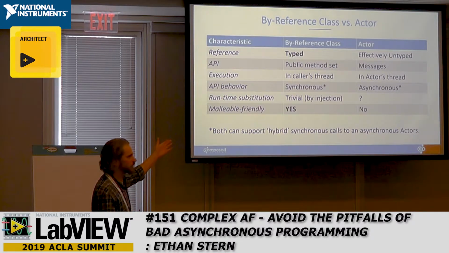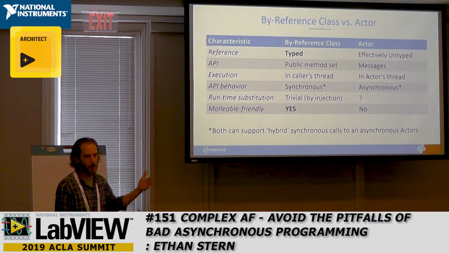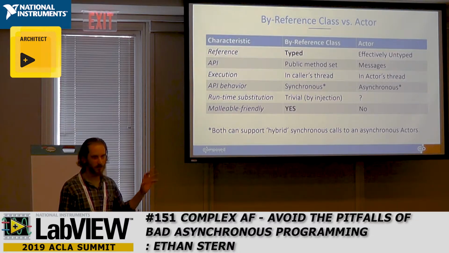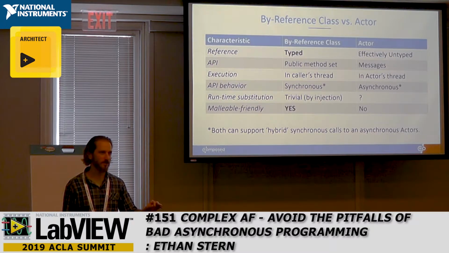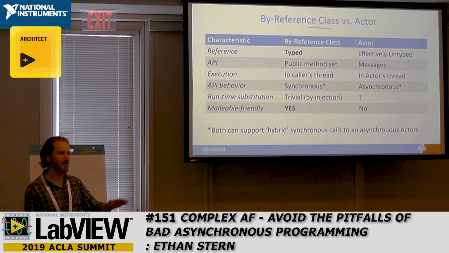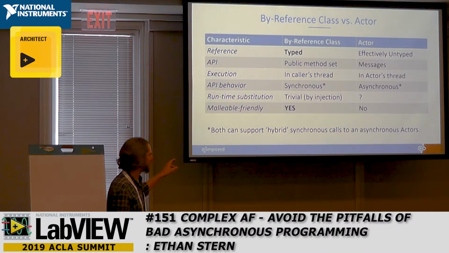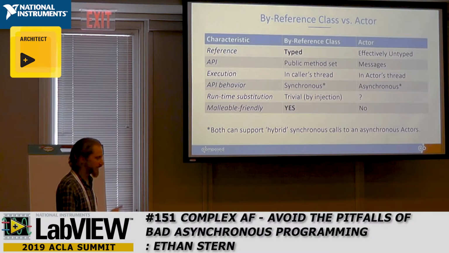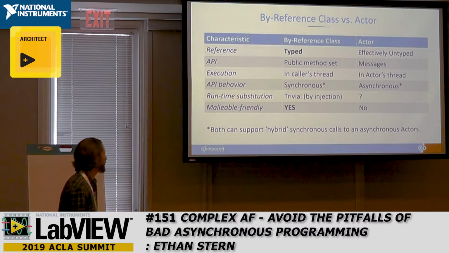Runtime substitution. It's trivial with this because I can just give myself an API method to inject a new database type and keep running if I wanted to. That's probably a weird thing to do, but it's trivial to do. And malleable friendly. The a la carte polymorphism of malleability is awesome. If you're not using it, you probably should be. Asterisk, wait till 2019. And wait till you're working in LabVIEW 2019. It is 2019, by the way. And then, synchronous, asynchronous, as you'll see next, it can work either way. So you're not locked into asynchronous behavior. You have some latitude there.